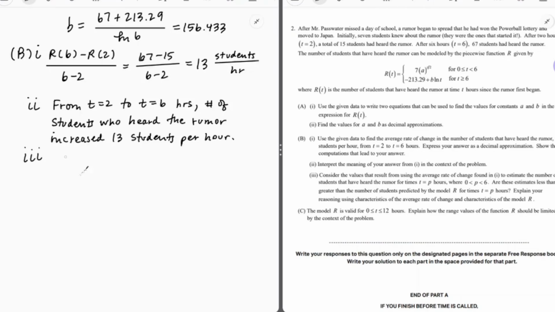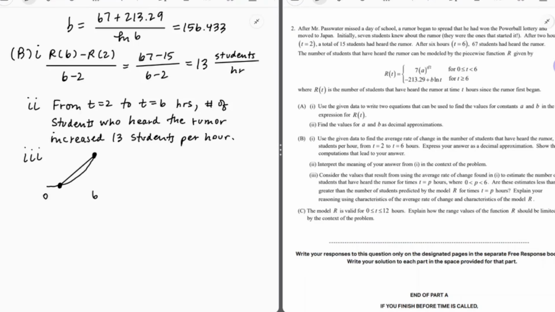If that's 0 to 6, just draw it like that and say, okay, we use the average rate of change maybe from 2 to 6. This is very frustrating. And that's going to be a straight line, the average rate of change.